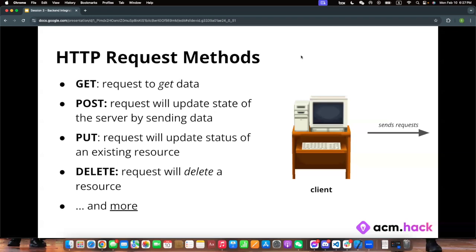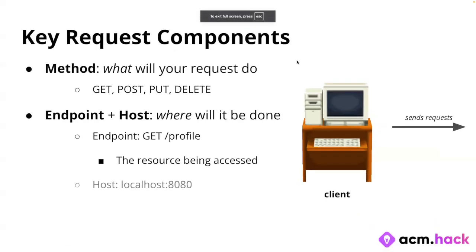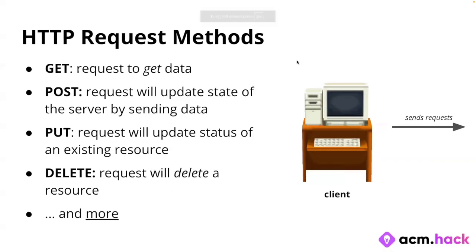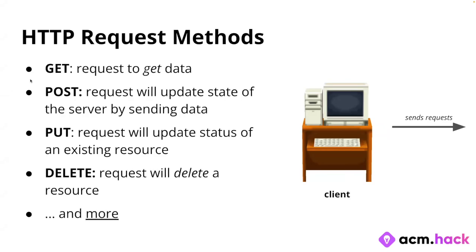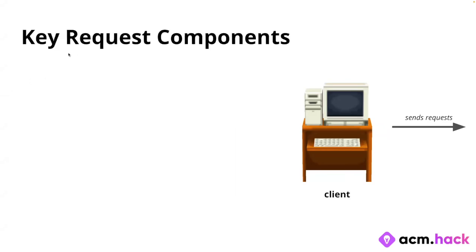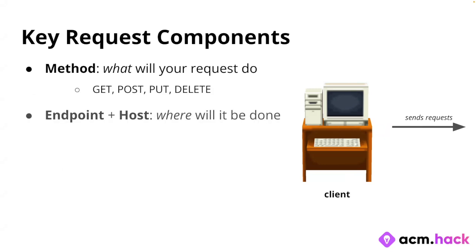Anyways, going back to our slides. So that was the request message, and we want to dig deeper into it. We want to see how we make a request. Aside from specifying the request method, we have some other components that we will append to the method. So first, again, the method: what will your request do? GET, POST, PUT, DELETE. And after that, we will append the endpoint plus the host. Basically, this part specifies where this request will be made.